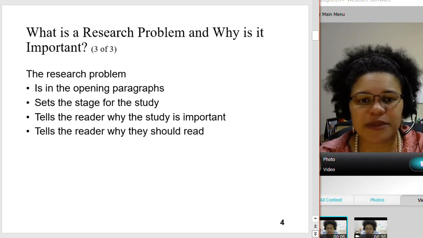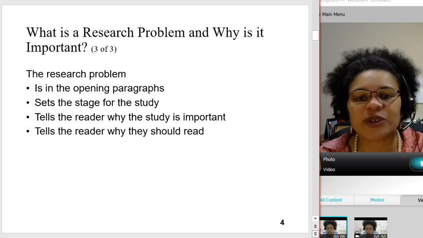Usually, the research problem is in the opening paragraphs of the study. It sets the stage for it and tells the reader why the study is important, why they should read it.